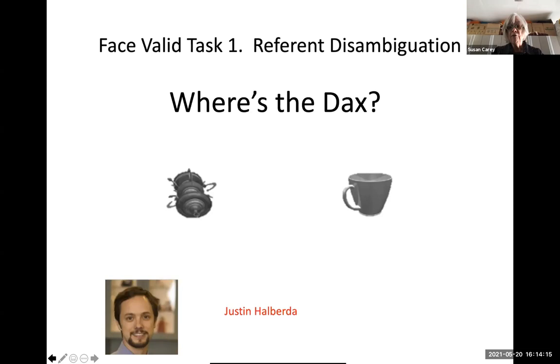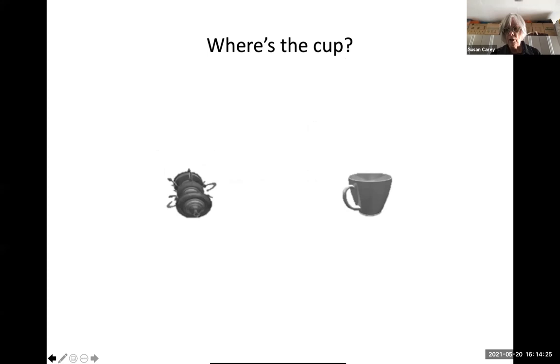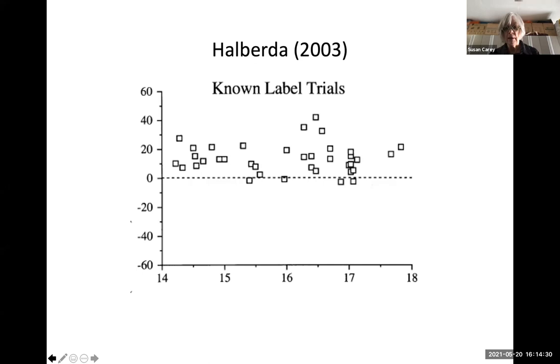So Justin Halberda did the first infant study in 2003. And when he asked the child to look at the cup, children from 14 months to 18 months looked at the cup. This is plotting the percent of increase of looking at the named object relative to the baseline preference between the cup and the other object. So they change their gaze towards the cup with no change versus age.